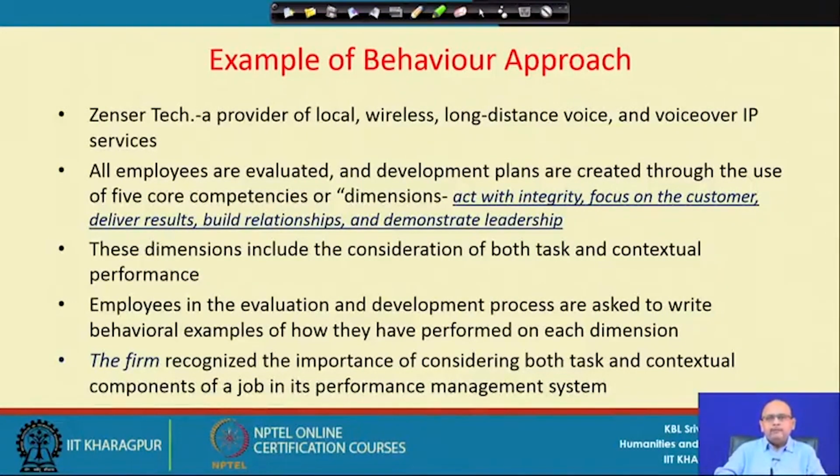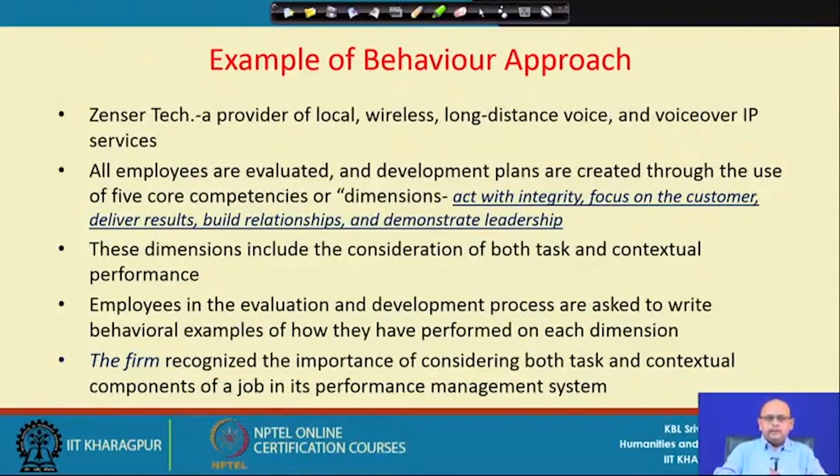Now, if you look at these 5 core competencies expected from the employees, how many of them are related to behavior and how many are related to results? See, only one is related to result, that is delivering results. The others, like acting with integrity, focusing on the customers, building relationships and leadership, are behavioral competencies, right. So, it is very, very important to look at behavioral competencies because that is what makes a difference, right.